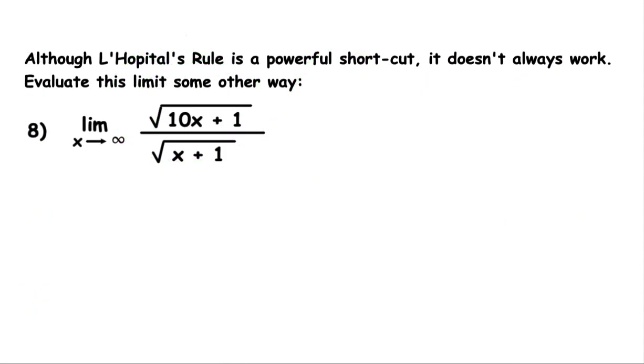And even though it's a cool shortcut, sometimes it just flat out fails. Like here, number 8, this is infinity over infinity when you plug it in, but you'll see that L'Hopital's rule is going to not work. I'll show you. Don't write this part down because I'm going to get rid of it soon. The derivative of the numerator is going to be 1/2 stuff to the negative half. That times the chain rule of 10.